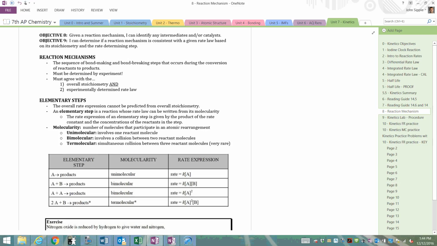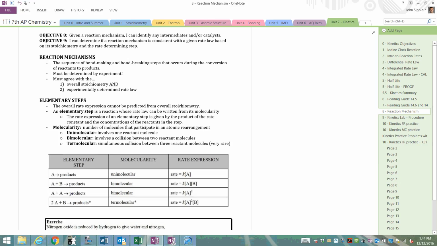And then they ask about the molecularity of the elementary step. It's just vocabulary that you have to be aware of. It's just fanciness. If it's unimolecular, there's one reactant. If it's bimolecular, there are 2 reactants, or it could be 2 of the same reactant. And if it's termolecular, there are 3 reactants.